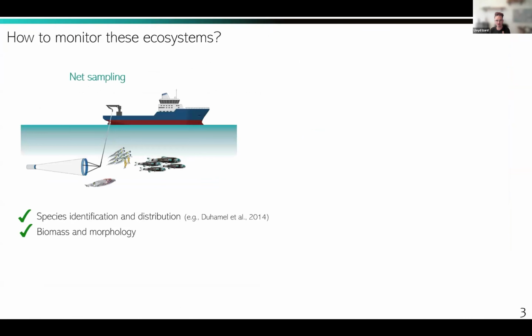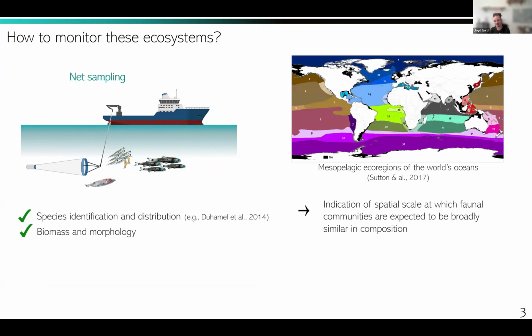So now, how can we monitor these ecosystems? Traditionally or historically, one way of doing so is to use nets to sample these animals, and that will give you direct information on species identification, or on their distribution, their biomass and even their morphology. With this information, you can actually identify ecoregions, as in this map proposed by Sutton and their collaborators in 2017.